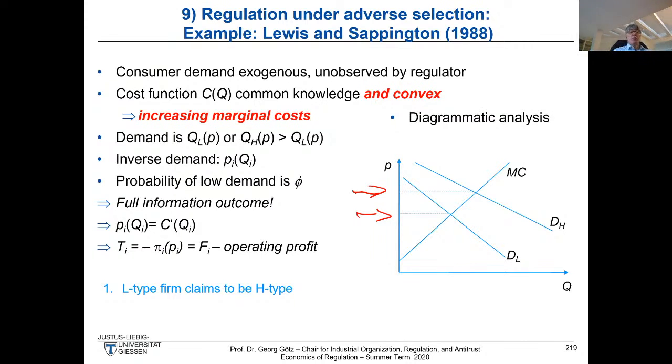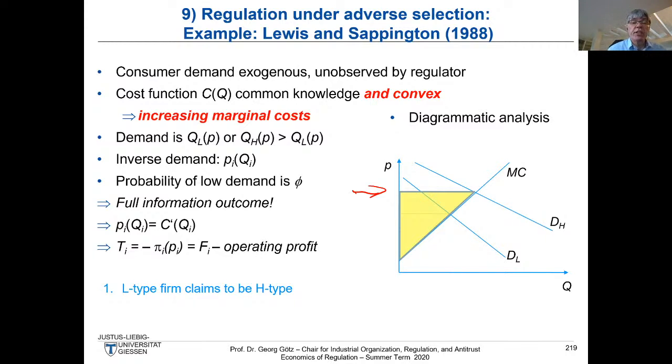Now, given we offer these contracts, that is PL equal to the marginal cost of the low type and PH equal to the marginal cost of the high type, and pay a transfer equal to minus the profit. So what does this mean here? Of course, our starting point now is the contract for the high type. How does that look?